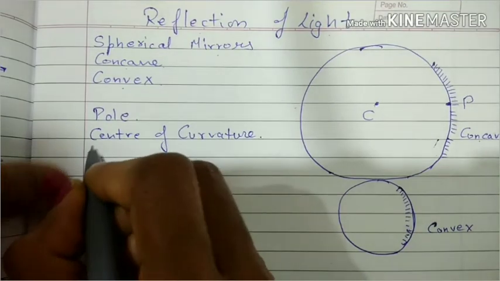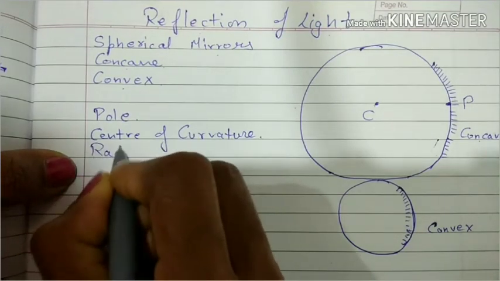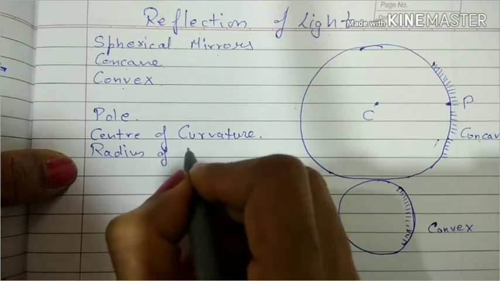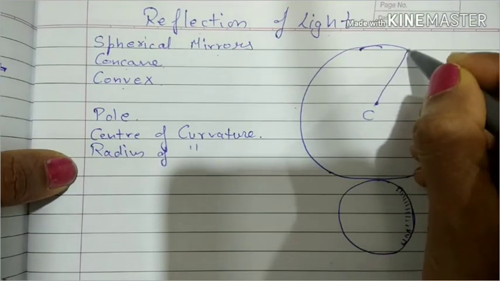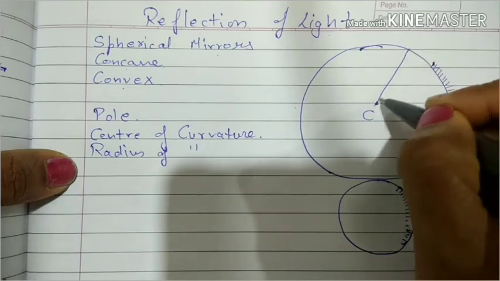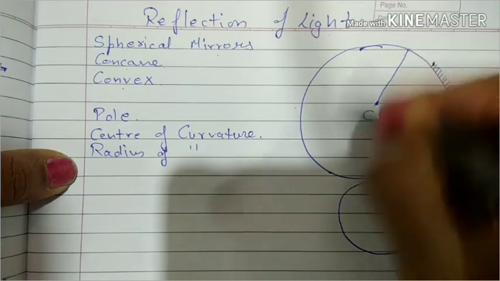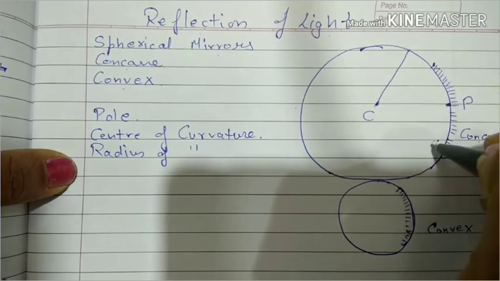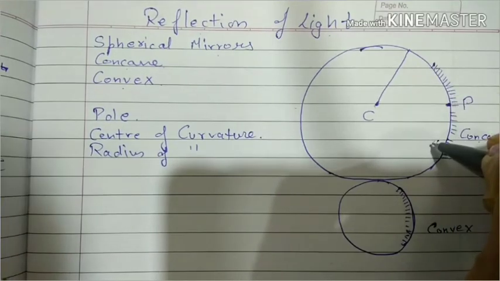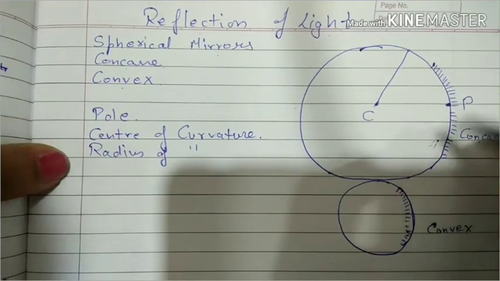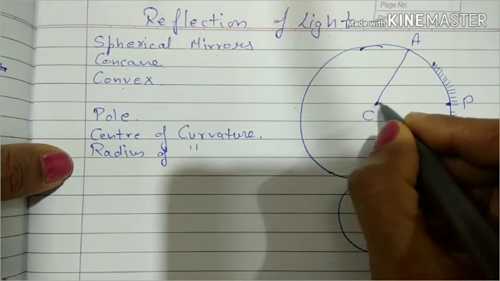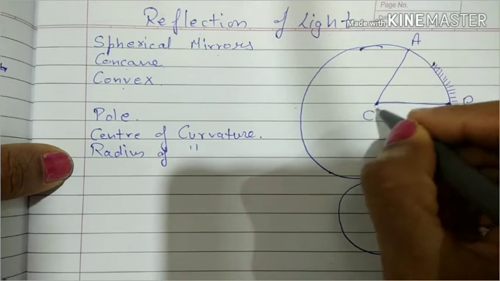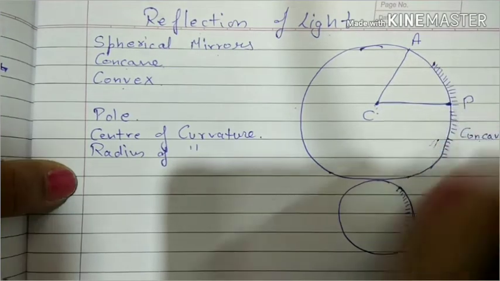And next is the radius of curvature. So let's consider this line. This is the radius of the sphere. Again, the radius of the sphere of which the mirror is a part is called the radius of curvature. So here if we consider this as CA, and let's consider this as well, both these are the radius, CA and CP.